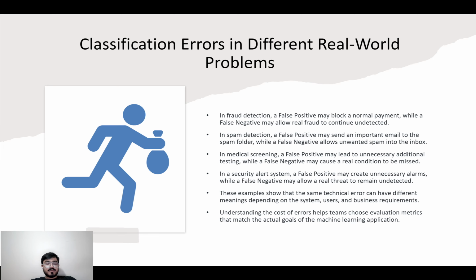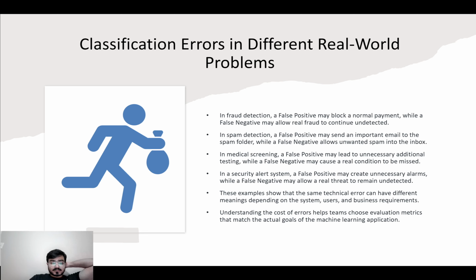So although we have been using fraud detection throughout this presentation, the same confusion matrix concept applies to many other machine learning applications. Let's look at a few examples. In a spam email filter, a false positive happens when an important email is incorrectly placed in the spam folder. As a result, the user may miss an important message. A false negative happens when an email is incorrectly delivered to the inbox instead of being filtered out.